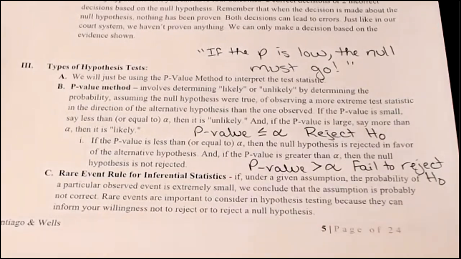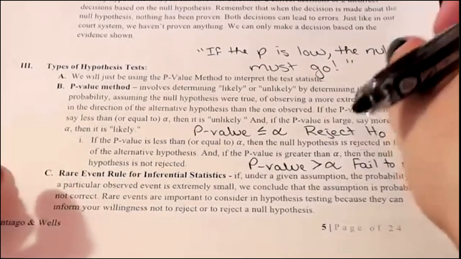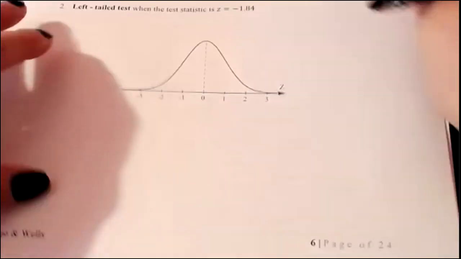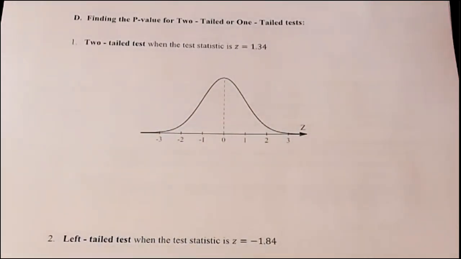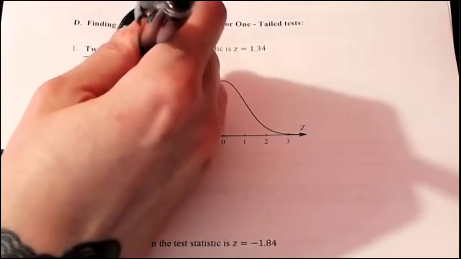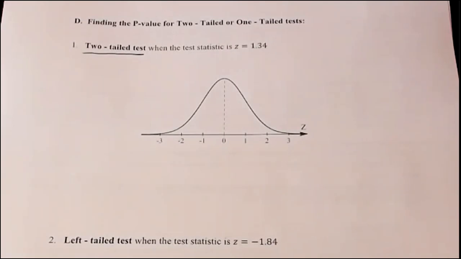Let's turn the page. And please grab your Z tables. Ta-da. We are going to find the p-value for two-tailed or one-tailed tests. We have a two-tailed test when the test statistic is z is equal to 1.34.